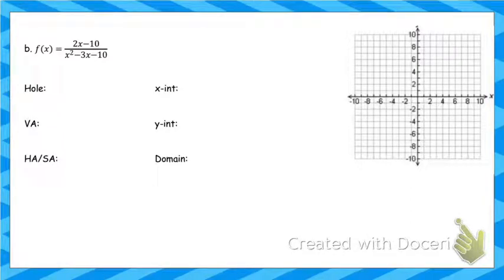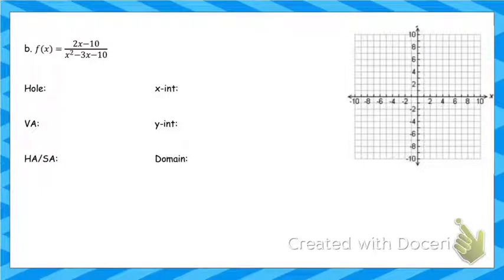All right, so let's go ahead and try another one. Again, you always have to factor first because you never know if you're going to have a hole in your graph. Even if you only want to find the vertical asymptotes, you still need to factor first because you don't know if there's going to be a hole there instead of a vertical asymptote.